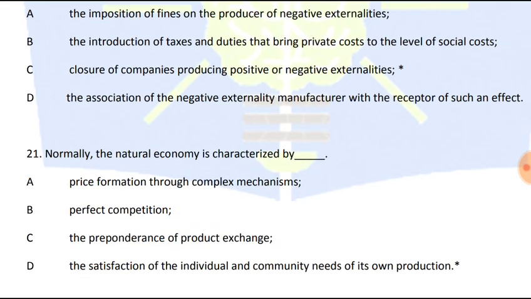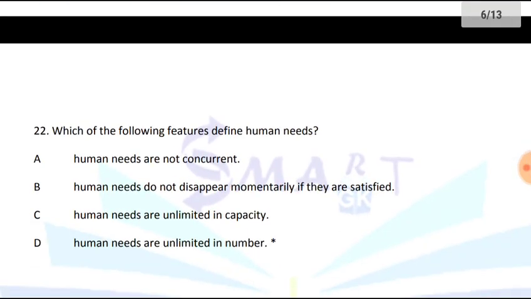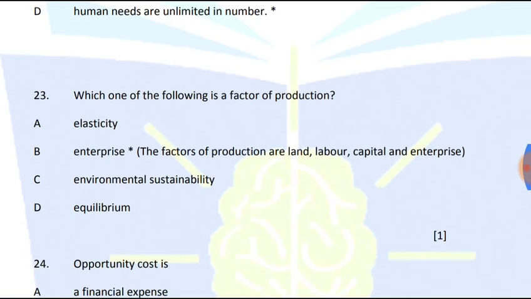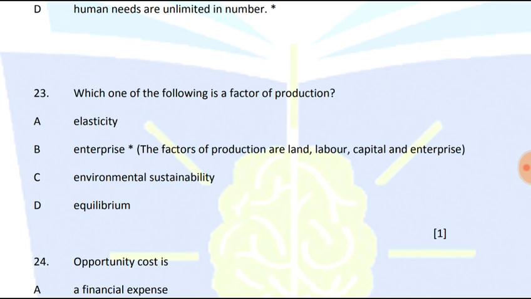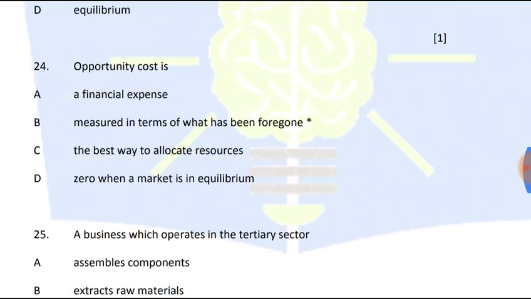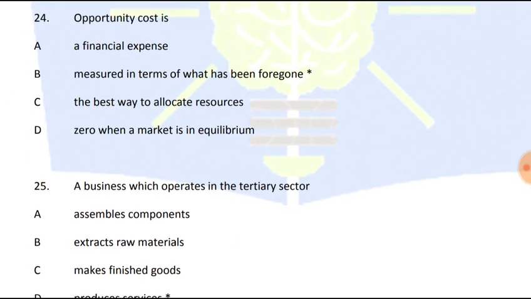The next one is, normally the natural economy is characterized by the satisfaction of the individual and community needs of its own production. The next one is, which of the following features define human needs? Human needs are unlimited in number. The next one is, which one of the following is a factor of production? Enterprise is a factor of production. The factors of production are land, labor, capital, and enterprise. The next one is, opportunity cost is measured in terms of what has been foregone.